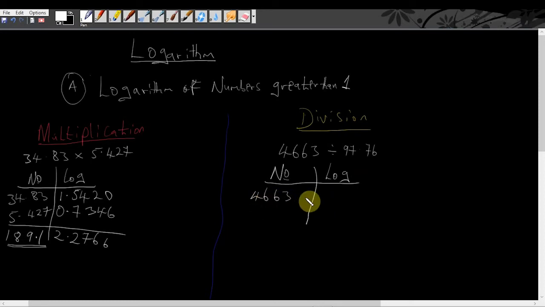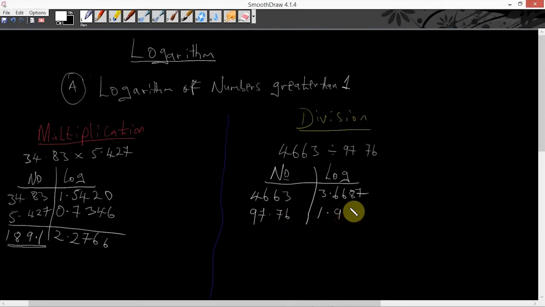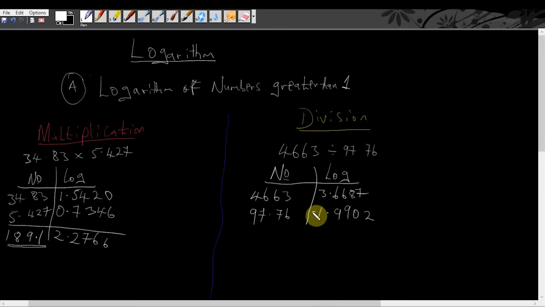What is the characteristics of this? Is 3. Remember, there are 4 digits in number. From the logarithm table, we are having 6687. Now write this one. This one is 97.76. What is the characteristics? The characteristics is 1 point. Then go to that table again. Look for 97 under 7 difference 6. We're having 9902. Let me put the minus here.